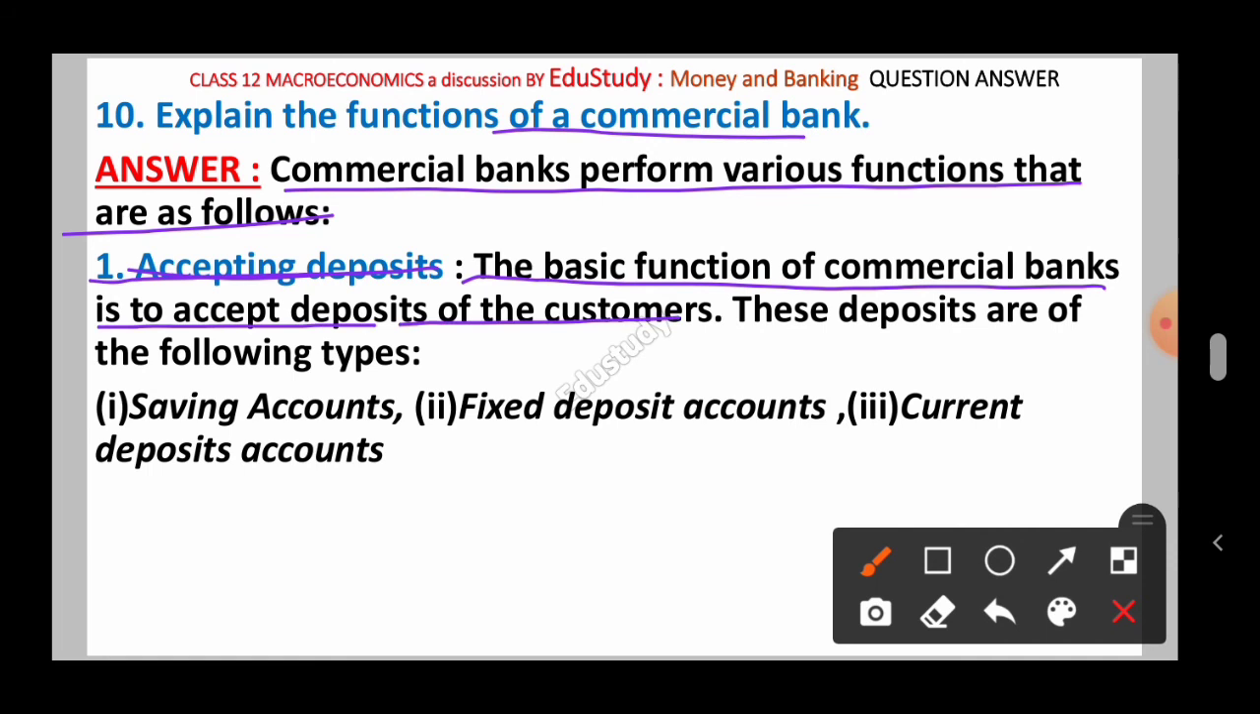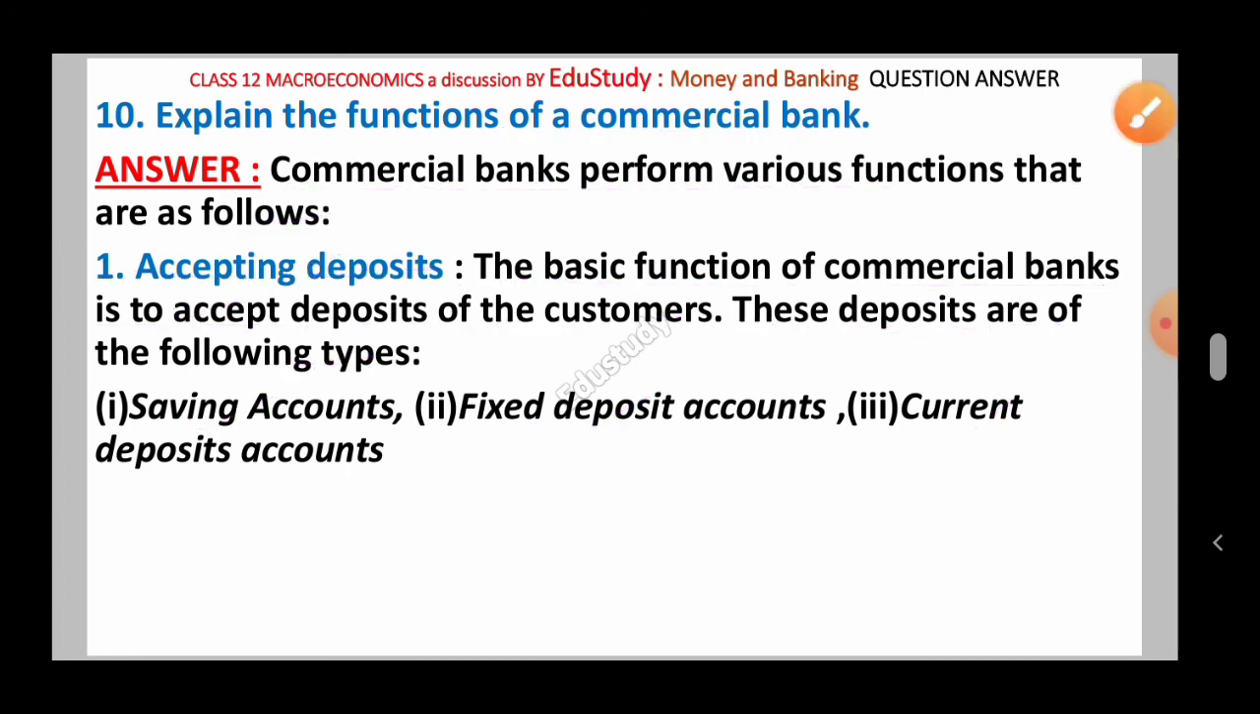These deposits are in the form of savings accounts, fixed deposit accounts, and current deposit accounts. These are the types of deposits that are accepted by commercial banks. And accepting deposits from the public is the main function, the primary function, or the basic function of a commercial bank.